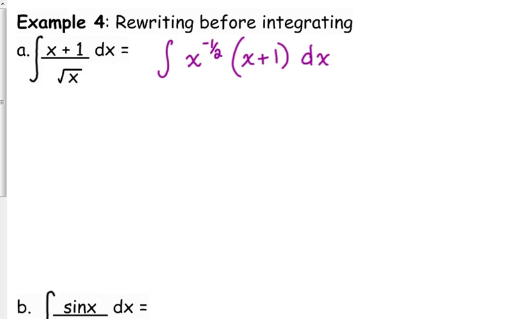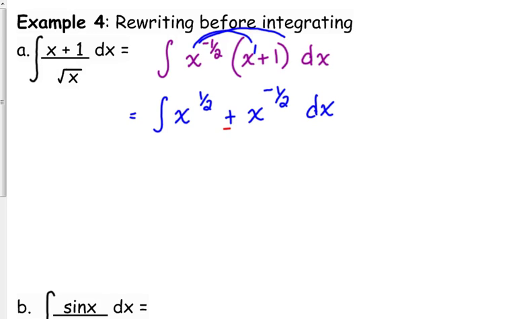Now, we don't have a product rule either. So the next thing that we need to do is distribute the x to the negative 1/2. So when we do that, we add exponents. So negative 1/2 plus 1 is positive 1/2. And then x to the negative 1/2 times 1 is x to the negative 1/2. Now we can take the antiderivative of each piece because now we just have a sum of two terms. So we add 1 to our exponent. So that becomes x to the 3/2. We divide by the new exponent, so we're dividing by 3/2. Plus, when we add 1 to negative 1/2, we get positive 1/2. And don't forget your constant of integration.